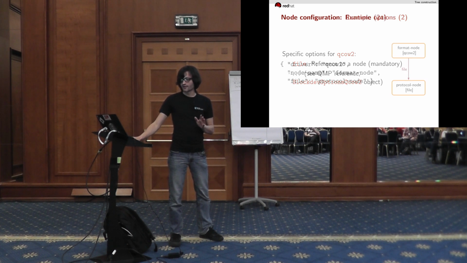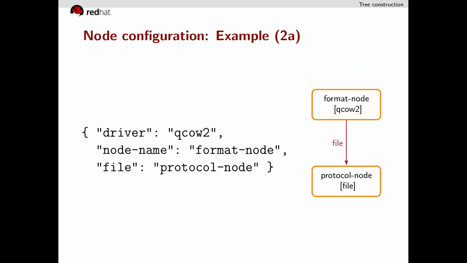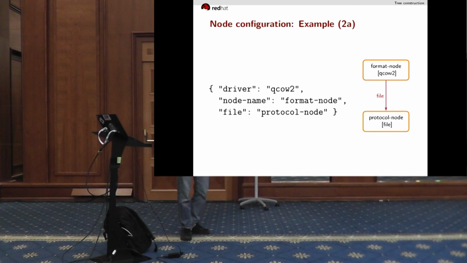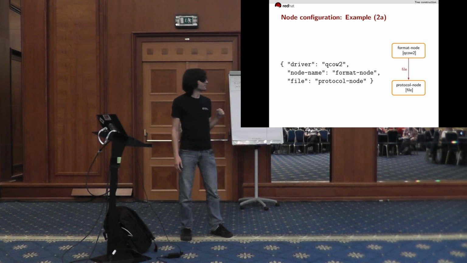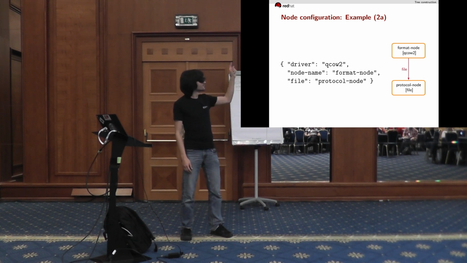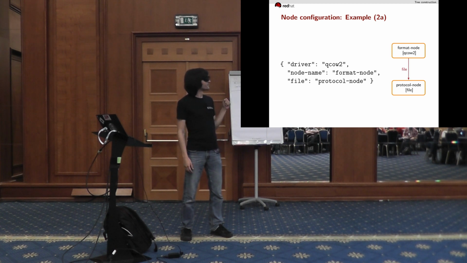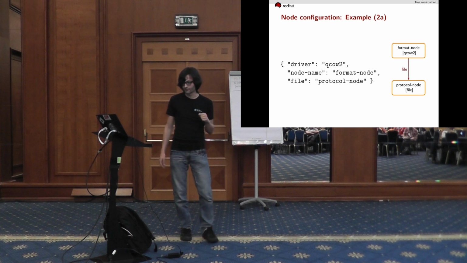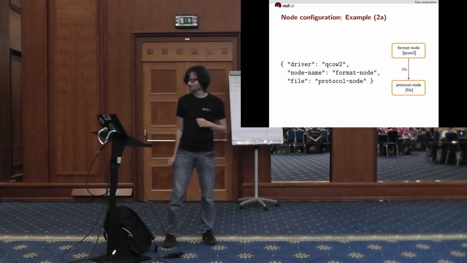There are two ways you can reference another node. One is by node name. So to create this qcow2 node, which sits on top of the protocol node, you would simply, again, specify the driver of the node to be qcow2, the name to be format node in this case, and as the file child, you would just pass the string protocol node. And then QEMU will create the format node on top of that protocol node, which you have already created.